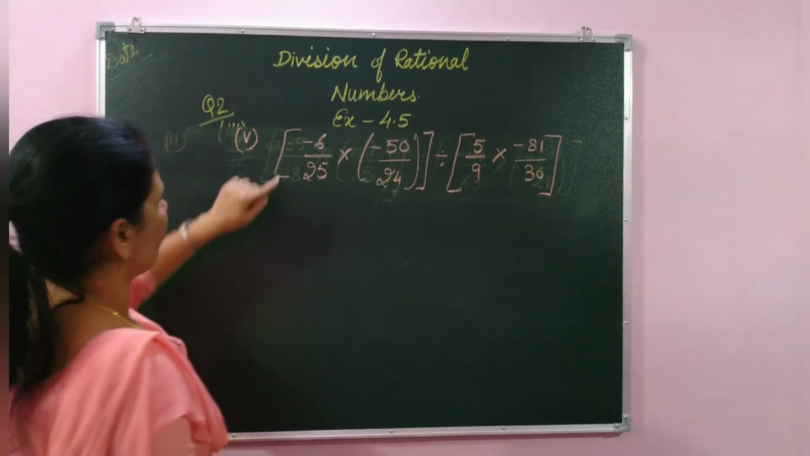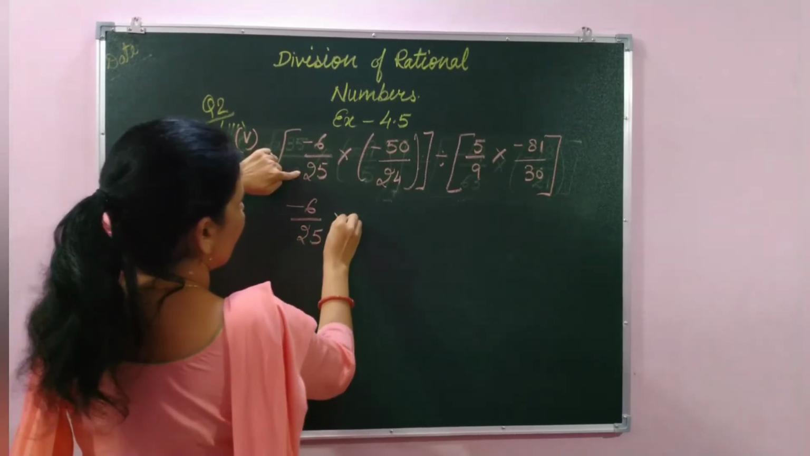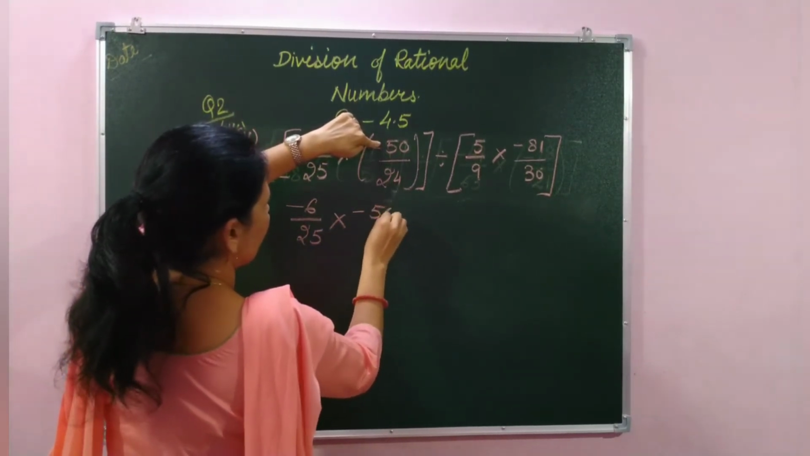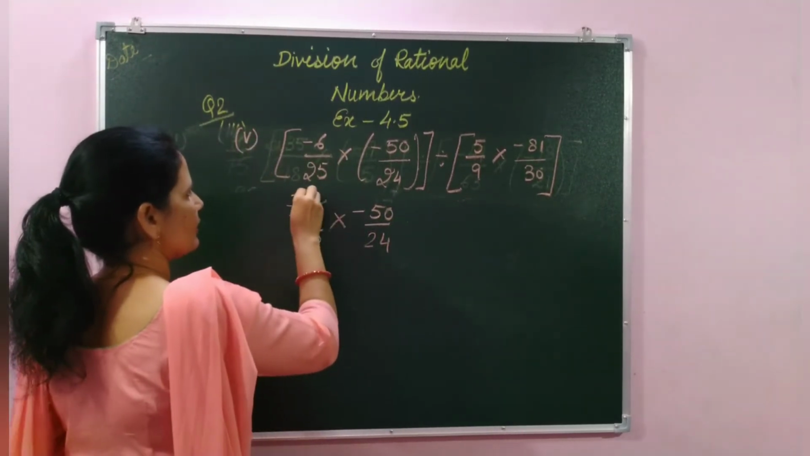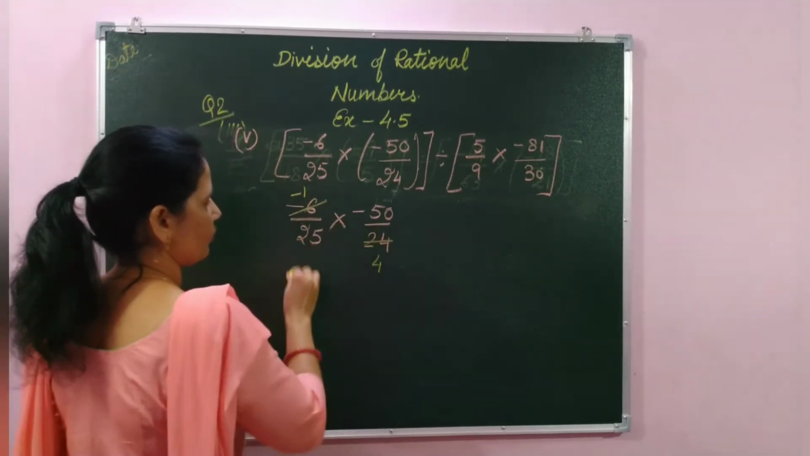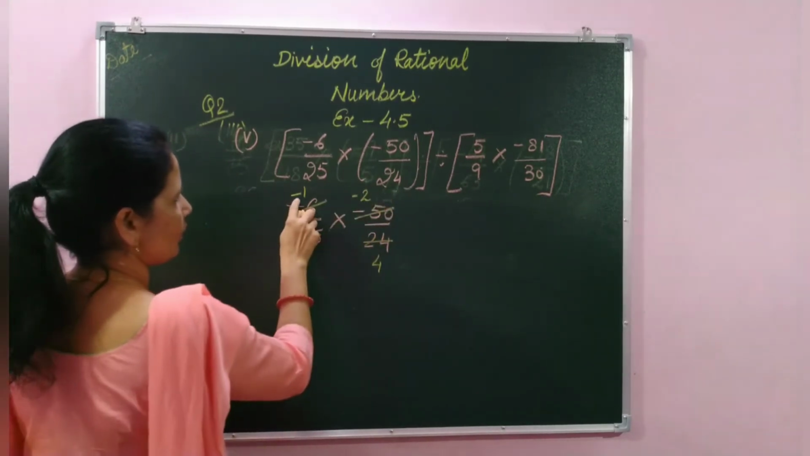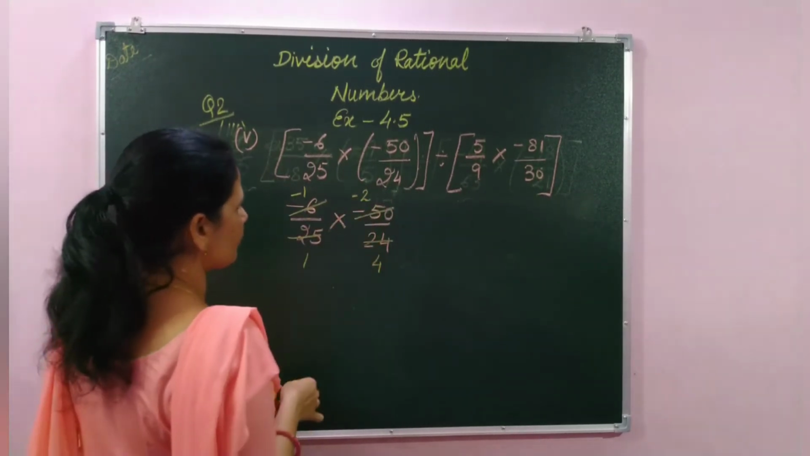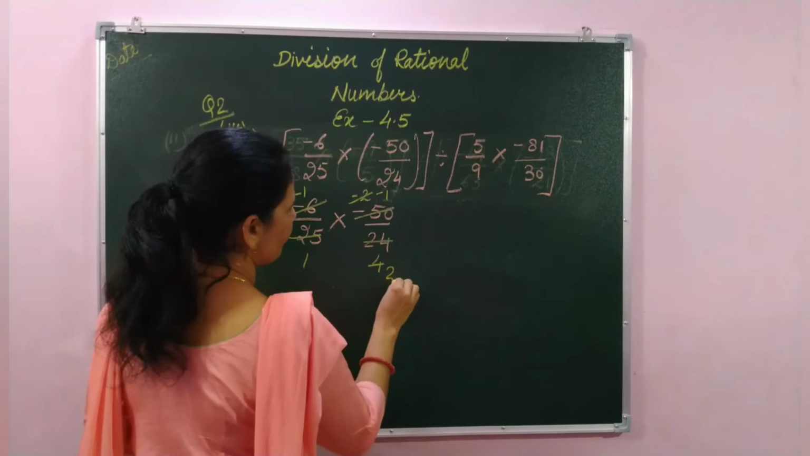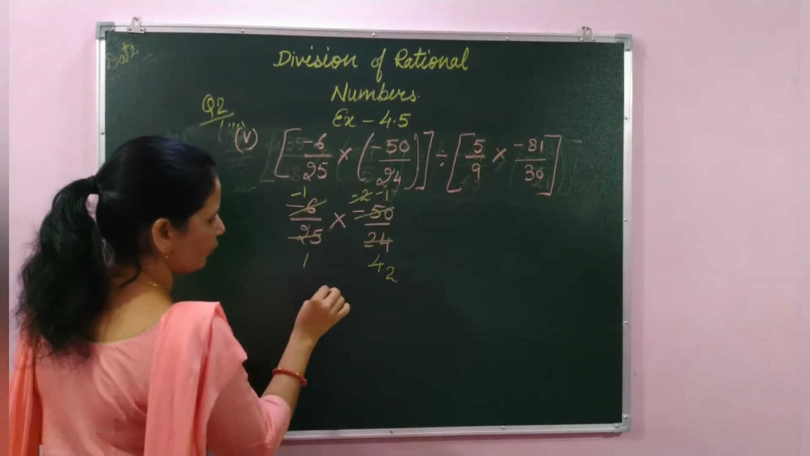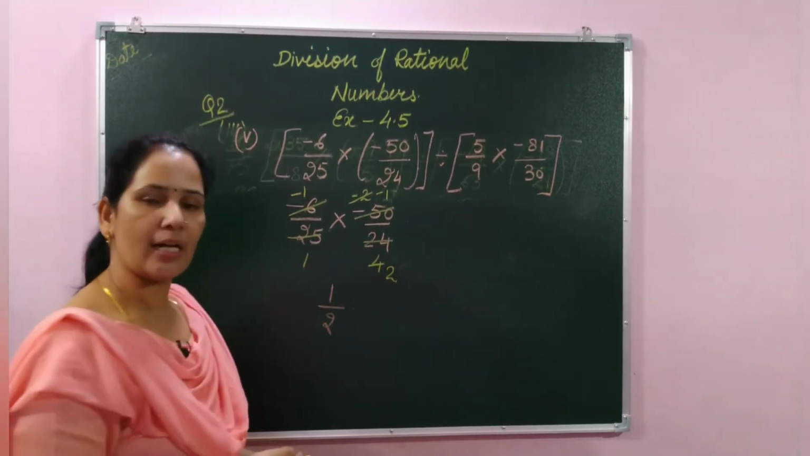Minus 6 by 25 multiply minus 50 by 24. Now try to cancel this one. 6 1 ja 6, 6 4 ja 24, 25 1 ja 25, 25 2 ja 50. If we solve this one, minus minus plus, and this also possible to cancel. Observe it here. 2 1 ja 2 and 2 2 ja 4. So 1 multiply with 1, 1 only, minus minus plus. Then 2 1 ja 2. From here we get answer 1 by 2.